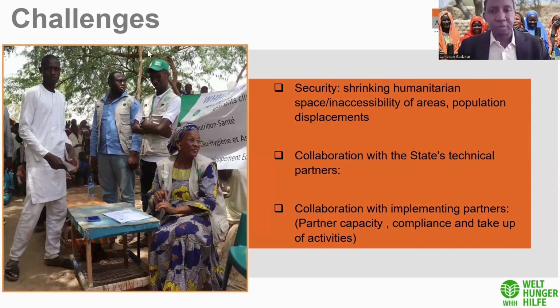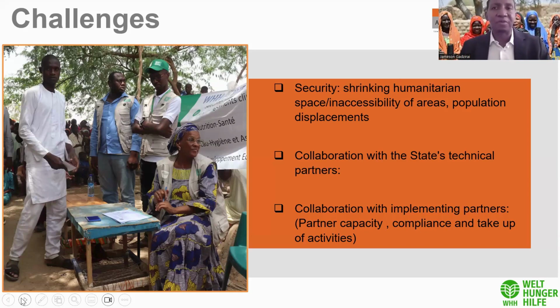Now, what we've seen is not too different from what Meron has been speaking about. We're working in a very volatile area where there's a bulk of insecurity. And what we're seeing is a shrinking humanitarian space, which makes it difficult for us to access the local communities we need to support. And then there's also the political dimension, which I think needs to be discussed further, especially with the dynamism of the political landscape, where it's becoming more and more difficult for us to work with the state technical partners.